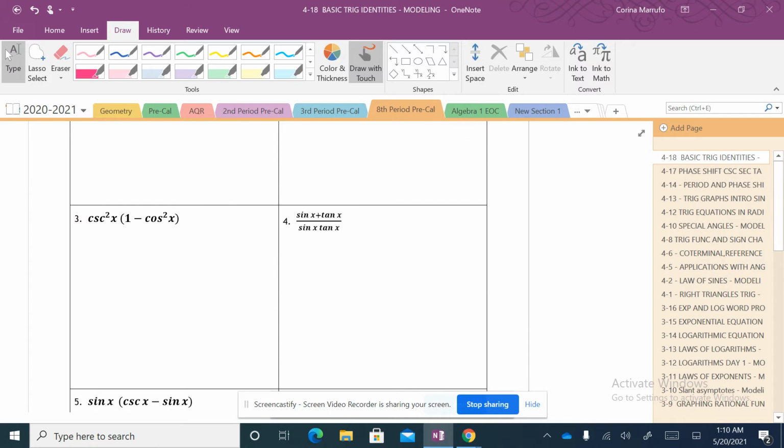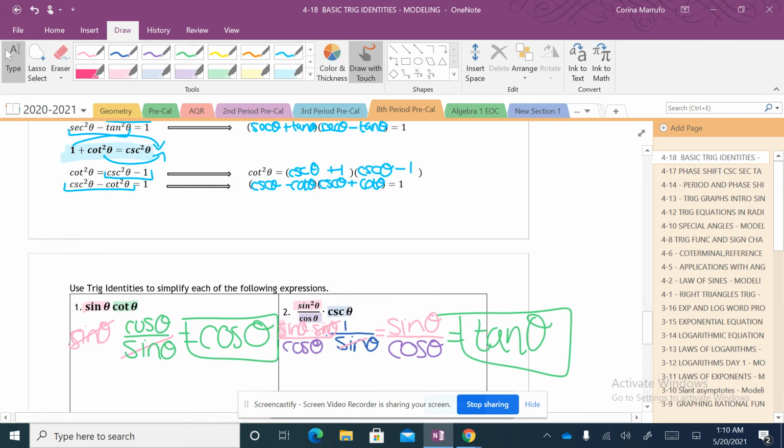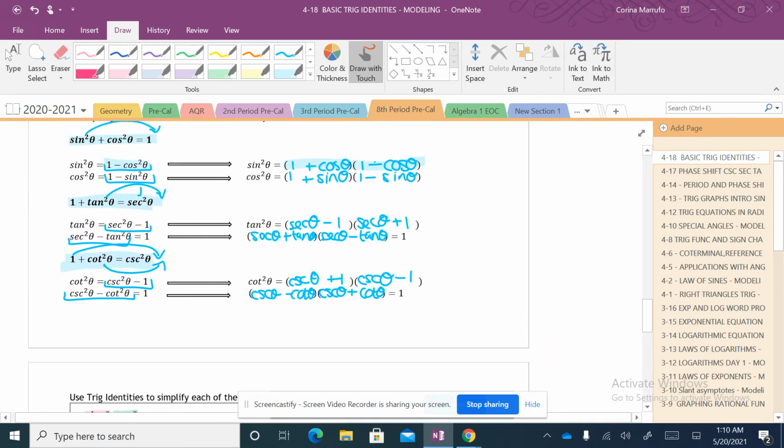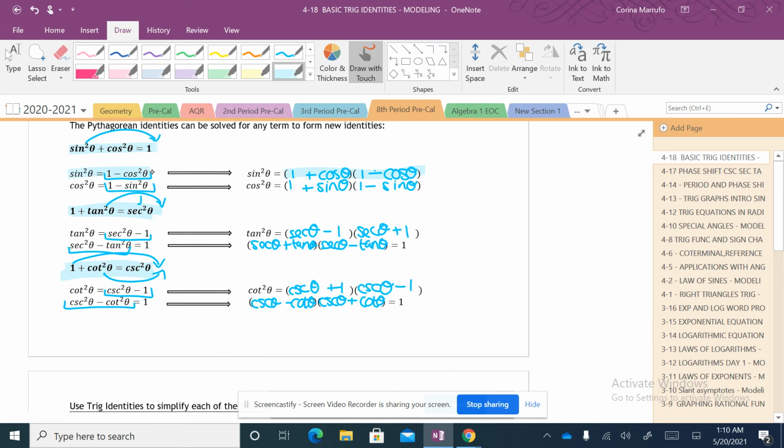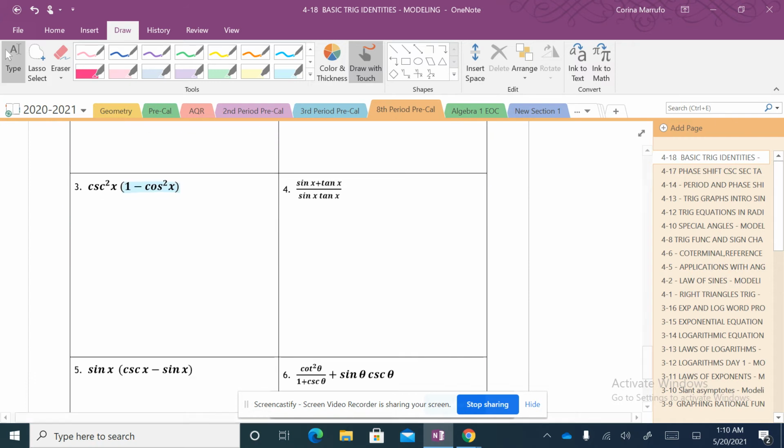Okay, the next one. So here I have cosecant squared of x, and then in the parentheses I have 1 minus cosine squared of x. So I know this is one of my Pythagorean identities, so I'm going to go ahead and look to see what 1 minus cosine squared is equal to. It's actually right here. 1 minus cosine squared is equal to sine squared of theta. So that's what I'm going to write here. Sine squared of theta. Okay, so I made that substitution.